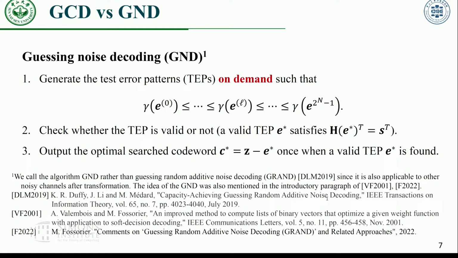The first simple idea we call Gaussian noise decoding rather than GRAND, because it is also applicable to other noisy channels. The idea was also mentioned by Fossorier in 2001. The idea is first to generate the test error patterns on demand, such that their soft weights are non-decreasing. Check whether the TEP is valid or not, and output the optimal codeword once a valid TEP star is found. So it's an ML decoding algorithm. The idea is simple.